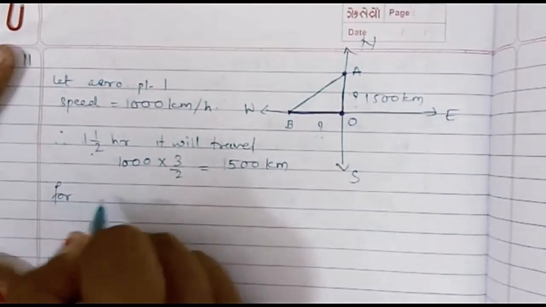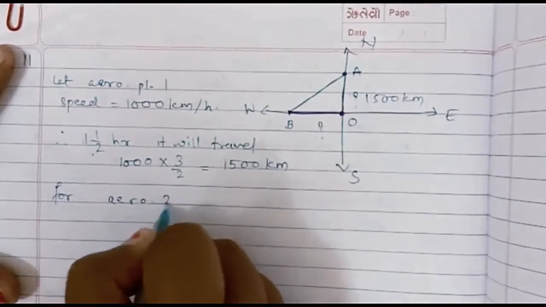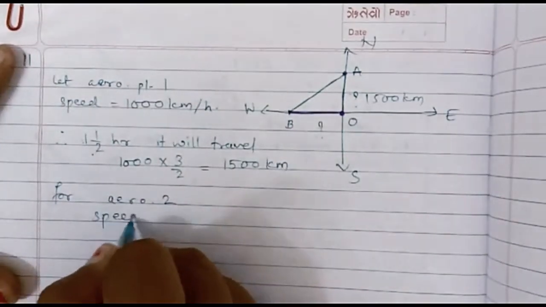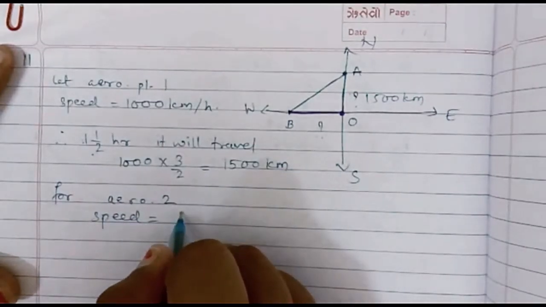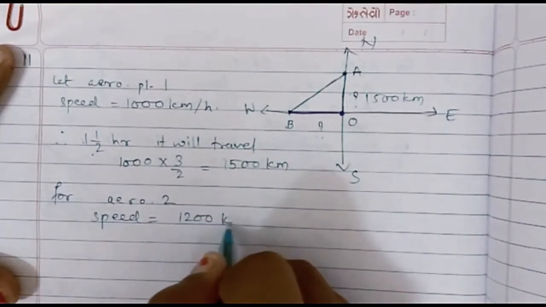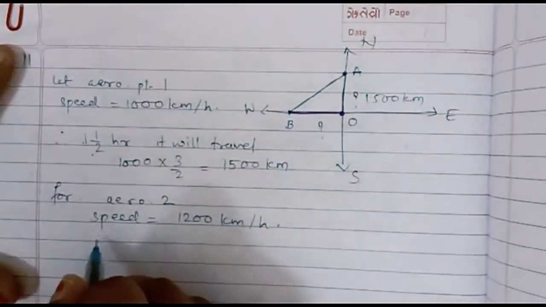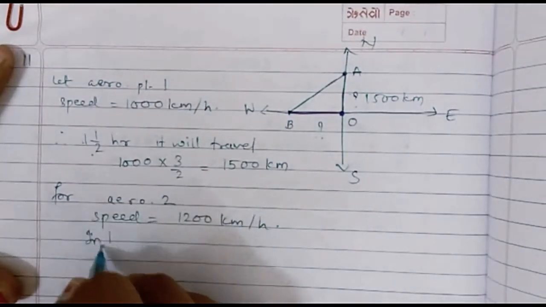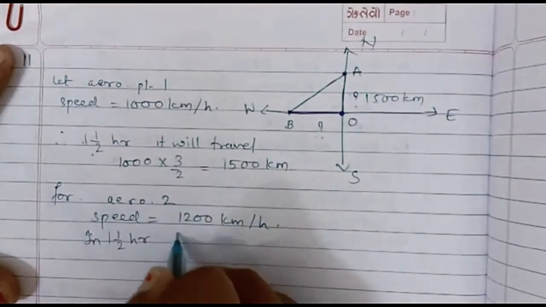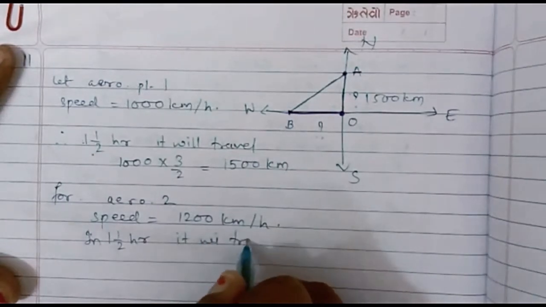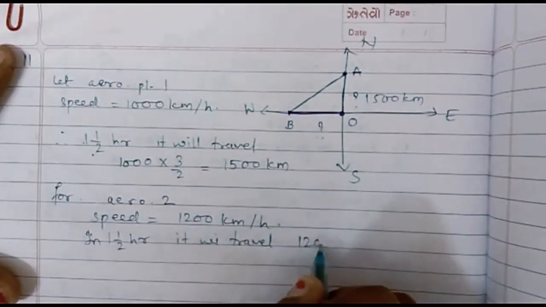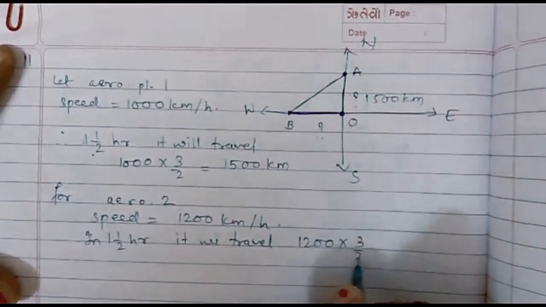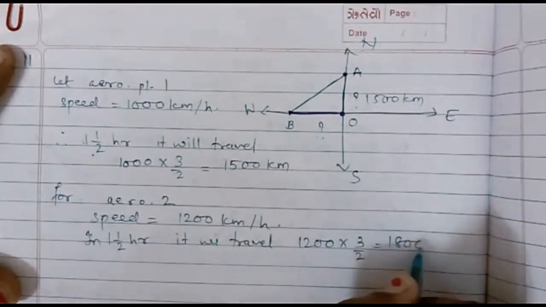Exactly for aeroplane number 2, the speed was 1200 kilometer per hour, right? So in 1.5 hour it will travel 1200 again into 3/2, which is equal to 1800 kilometers.